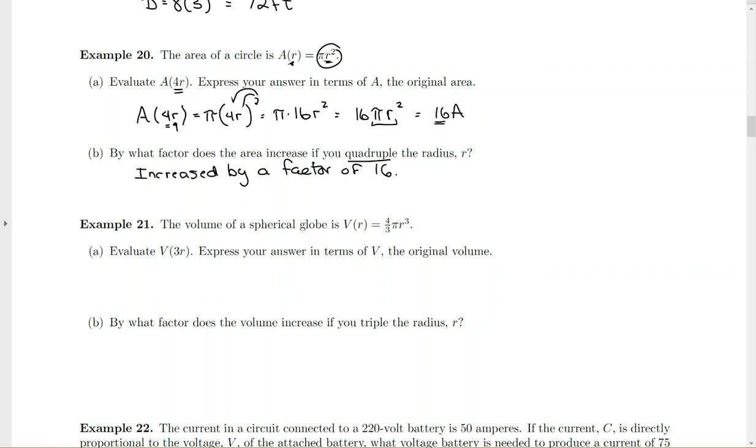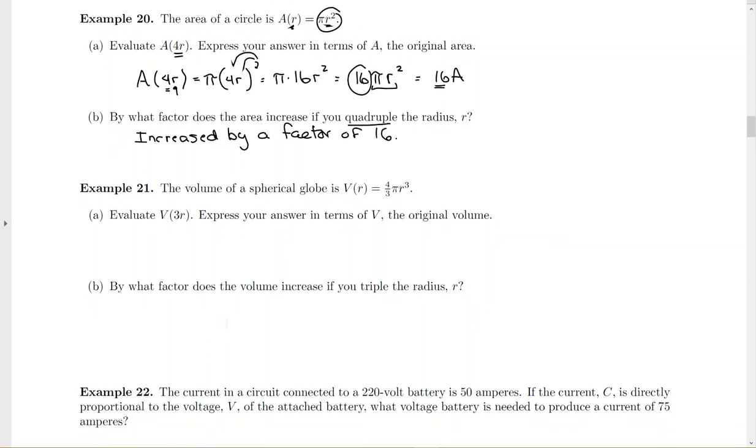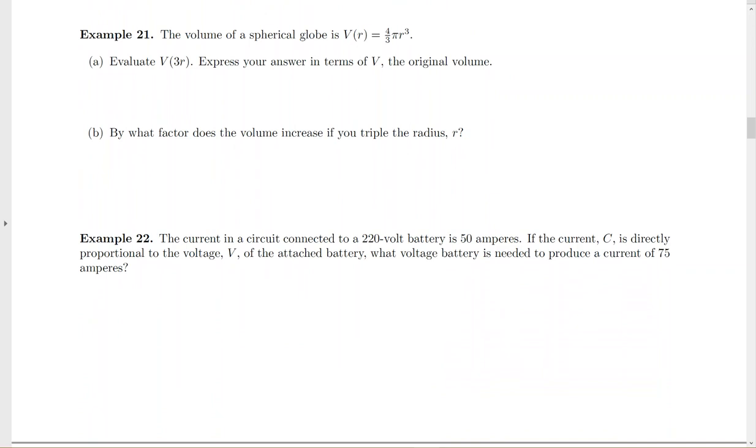That's how much it changed from the original. Our original was just pi r squared, but we ended up with 16 pi r squared. So that's why we're getting this increased by a factor of 16. Number 21 is similar to that.